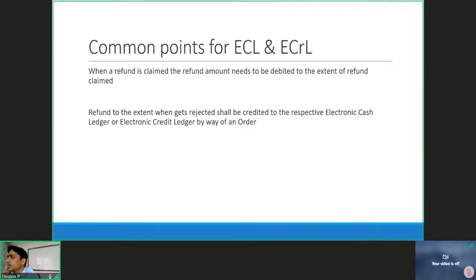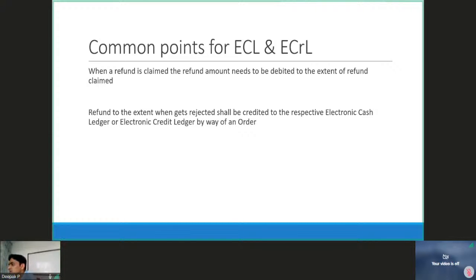What are the items to be debited in the electronic debit ledger? There is no electronic debit ledger. There is only the electronic credit ledger, which is the electronic input tax credit ledger. There is no electronic debit ledger. I think you wanted to ask what you will debit from your electronic credit ledger. I'll explain in 1 minute.